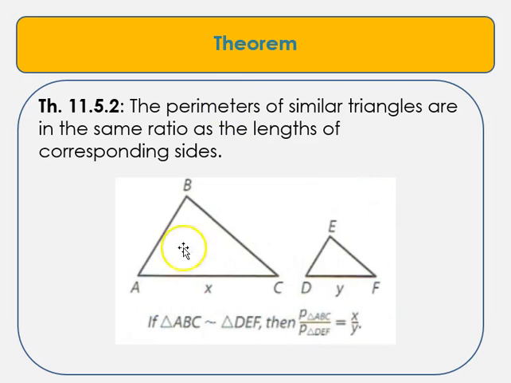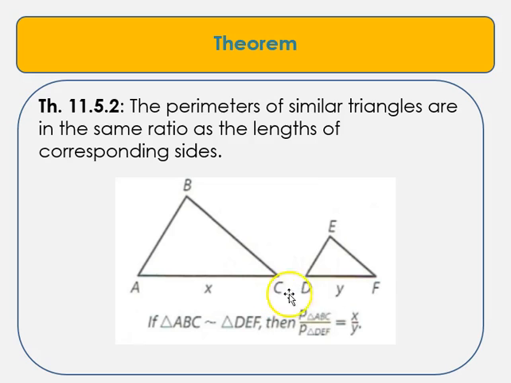So we have triangle ABC, and it's similar to DEF. The theorem tells us the perimeters of similar triangles are in the same ratio as the lengths of the corresponding sides. So the ratio for this would be the perimeter of triangle ABC divided by the perimeter of triangle DEF will equal this side length here, x, over the corresponding side length, y.